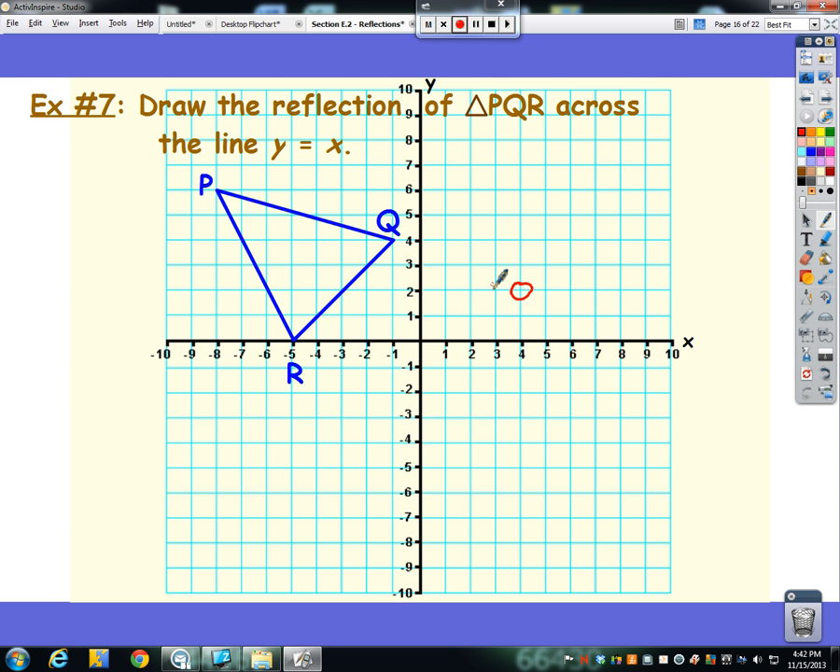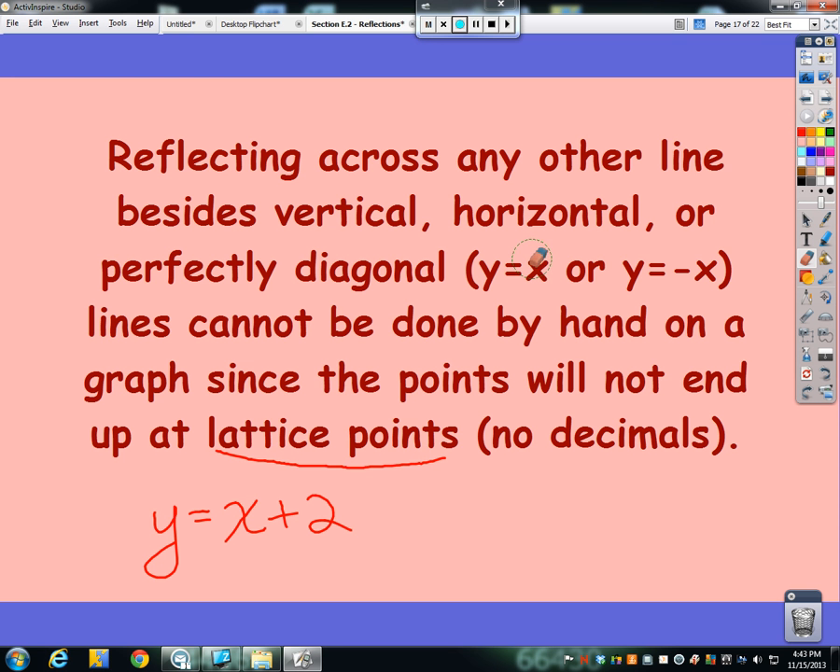Like that's a lattice point. That's a lattice point. Where a point has no decimal value. This is exactly 3, this is exactly 4. So you're going to end up with points like here. Like somewhere really random where you're like, oh, this is 4 point something, comma, negative 3 point something. That's why we're not going to do other crazy lines with graphing, okay? So don't worry about those.